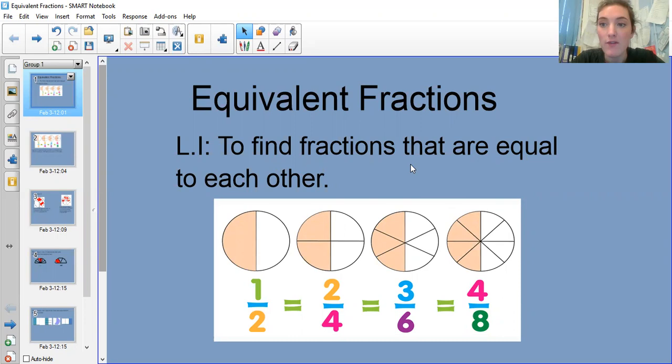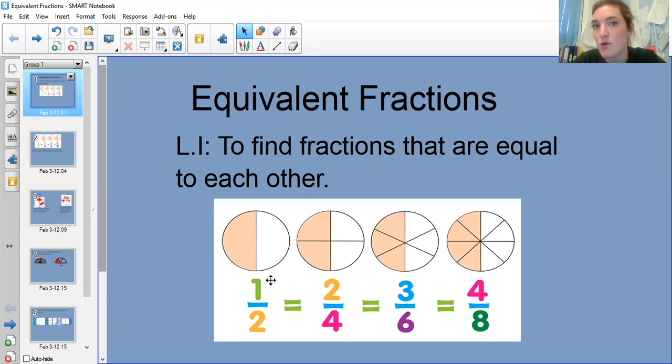So even just looking at this page here, you can see I've got a half, I've got 2/4, 3/6 and 4/8. Now, they all look very different, and actually when you look at 4/8, it looks so much more than 3/6. It looks so much more than a half. But actually all these fractions are the same value, okay?